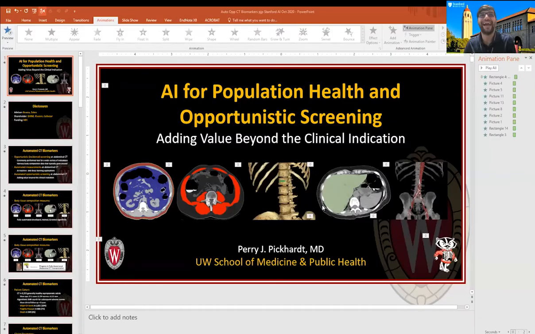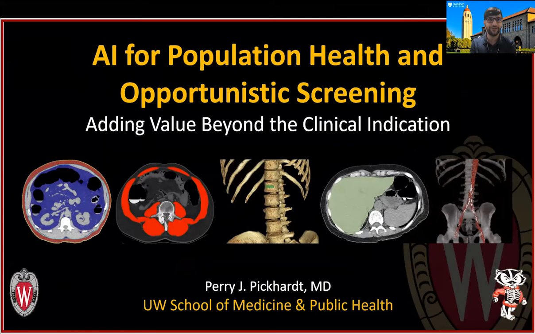So to kick things off, we'll start with Dr. Perry Pickhardt's presentation. Dr. Pickhardt graduated from the University of Michigan Medical School in 1995. Go Blue. He was a resident of diagnostic radiology at the Mallinckrodt Institute of Radiology at Washington University in St. Louis. Dr. Pickhardt served in the U.S. Navy as a department head and also as the head of GI/GU imaging at the National Naval Medical Center. He joined the abdominal imaging section at the University of Wisconsin School of Medicine and Public Health in 2003 and serves as the chief of gastrointestinal imaging and medical director of cancer imaging.